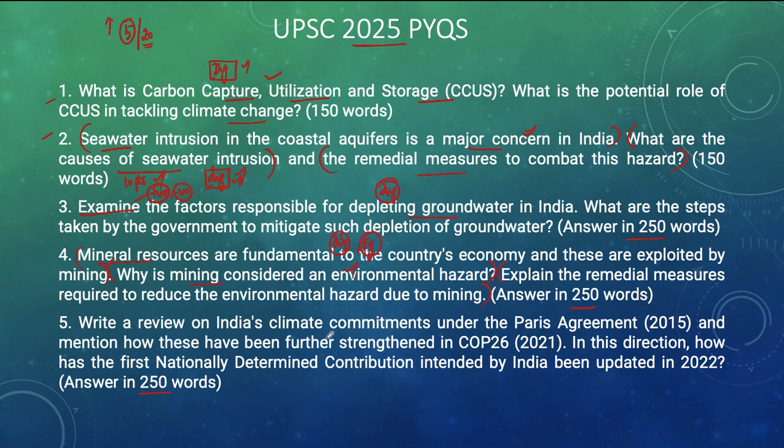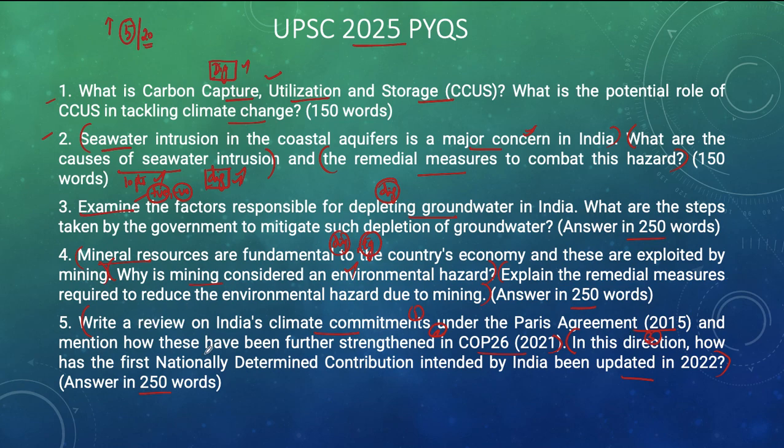Fifth question: write a review on India's climate commitments under the Paris Agreement 2015. Mention how they have been further strengthened by COP 2026. In this direction, how the first nationally determined contribution intended by India has been updated. So overall, students, there are three segments in the question. You need to first talk about the review and mention how it has been strengthened. In the first component only, you have two segments, and in the second half of the question, they are asking one more segment, that is how India's nationally determined contribution has been updated, what targets we have achieved and what the revised targets are under that.